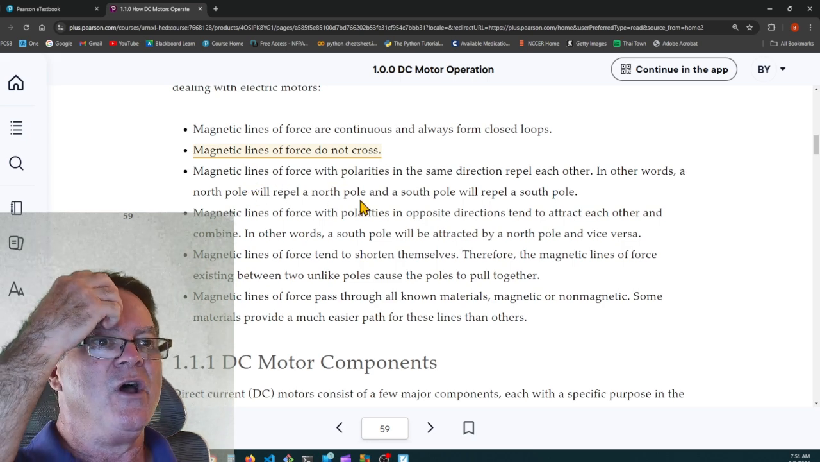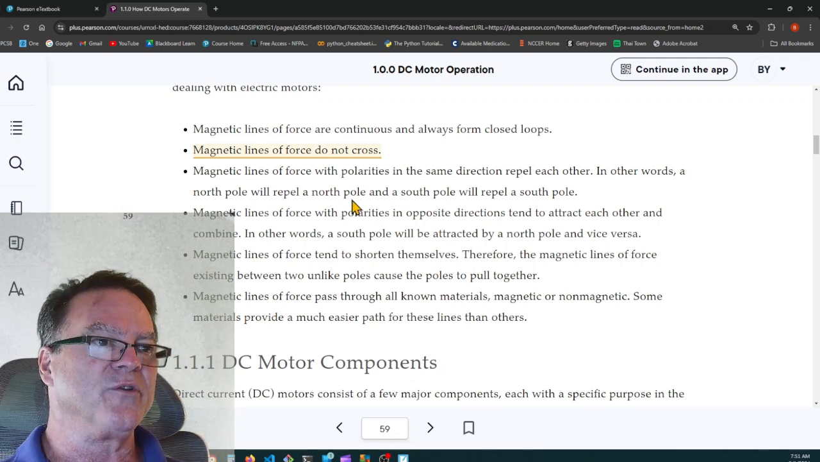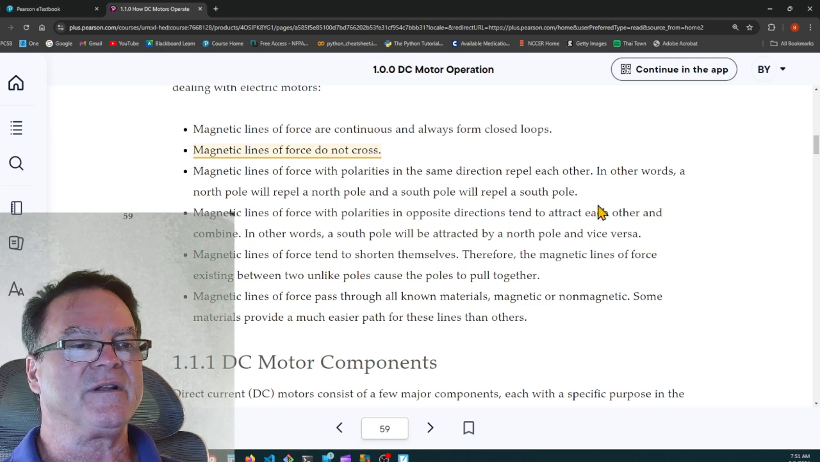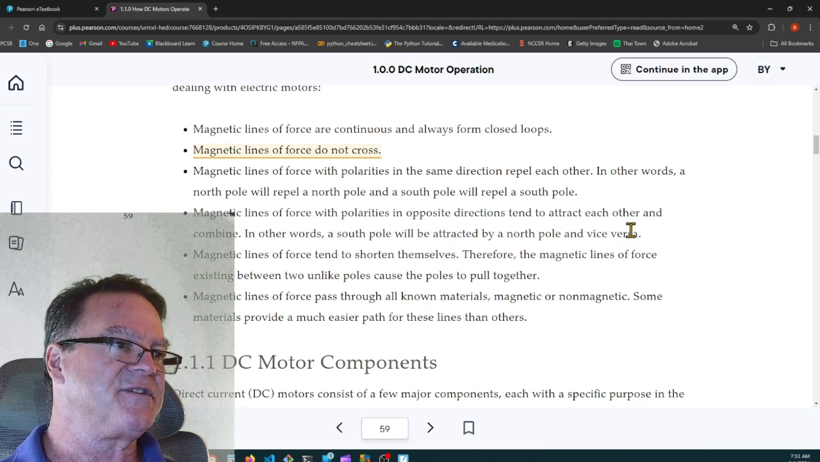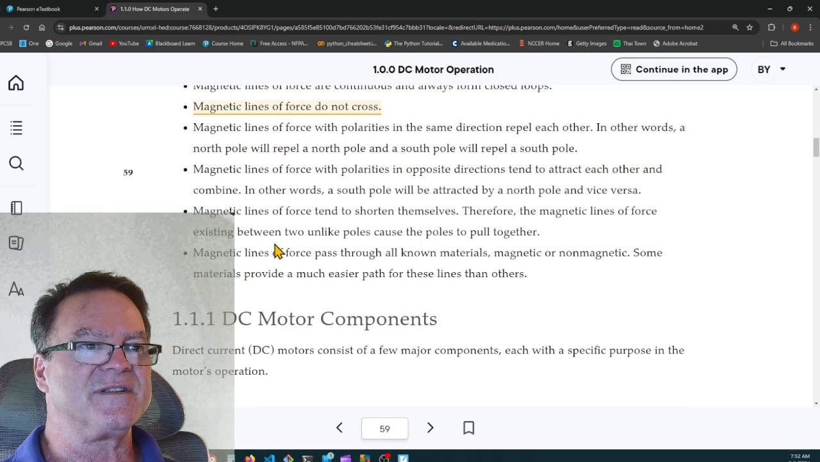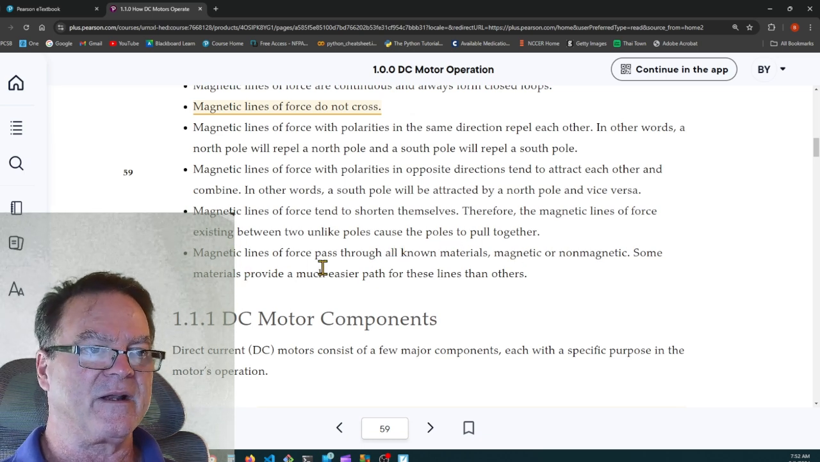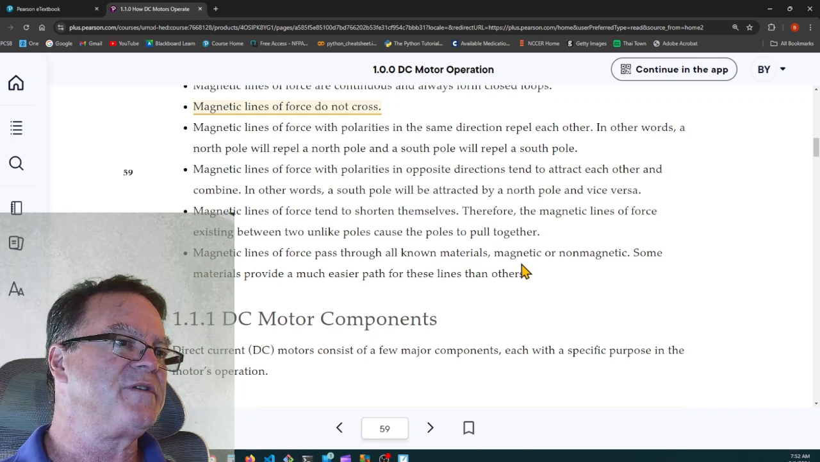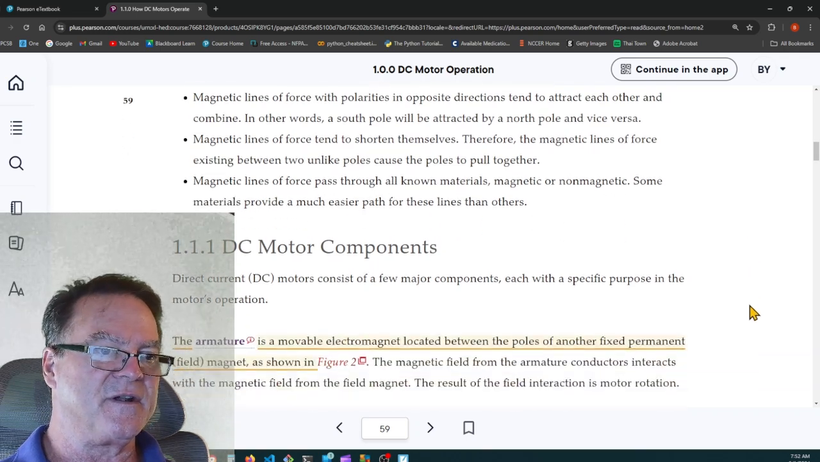Magnetic lines of force with polarities in the same direction repel each other. In other words, a North Pole repels a North Pole, and a South Pole will repel a South Pole. Magnetic lines of force with polarities in opposite directions tend to attract each other. In other words, the South Pole will be attracted to a North Pole and vice versa. Magnetic lines of force tend to shorten themselves. Therefore, the magnetic lines of force existing between two unlike poles cause the poles to pull together. Magnetic lines of force pass through all known materials, magnetic or non-magnetic. Some materials provide a much easier path for these lines than others.